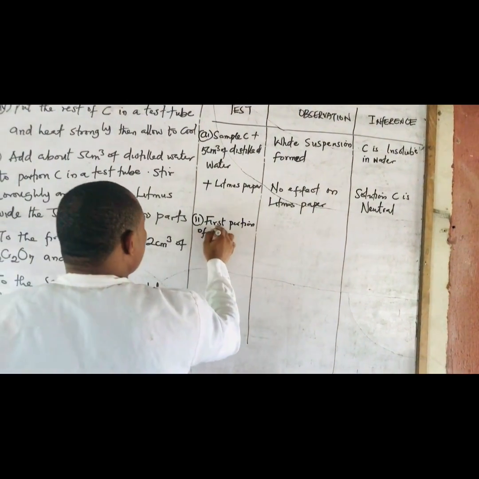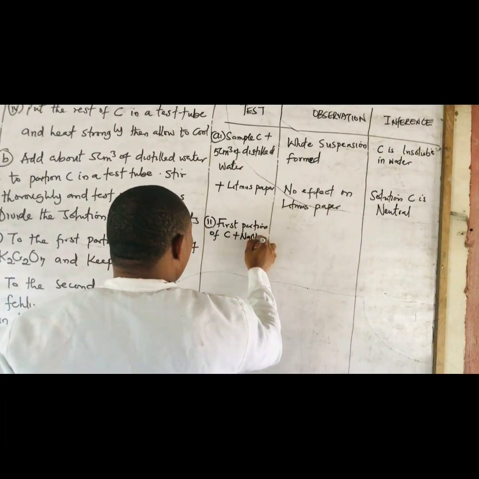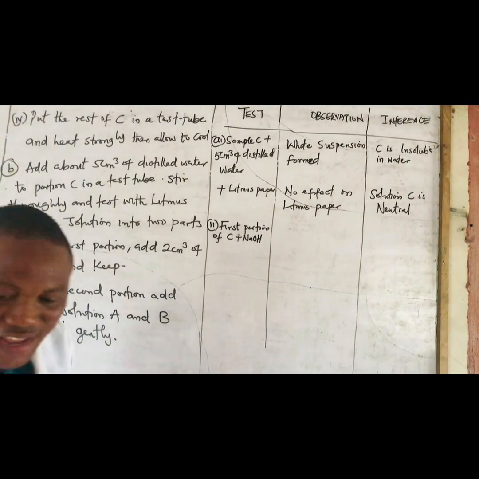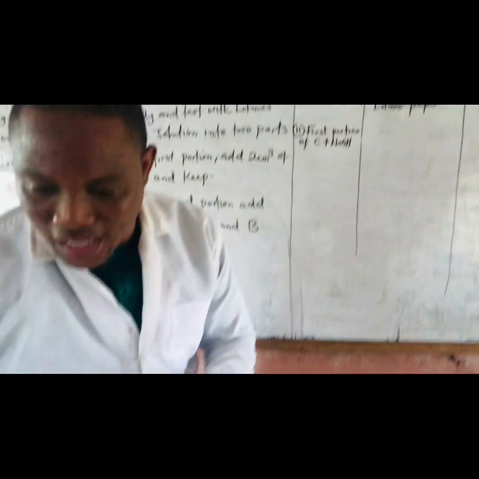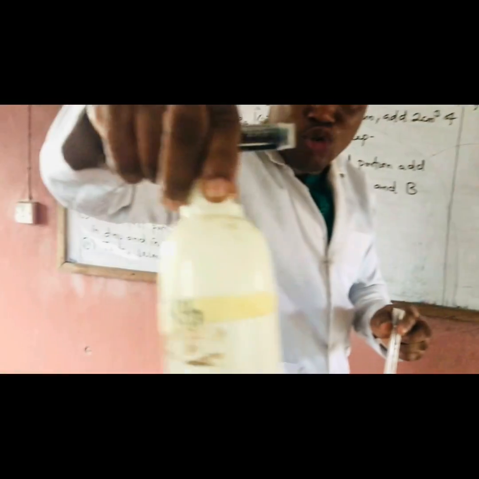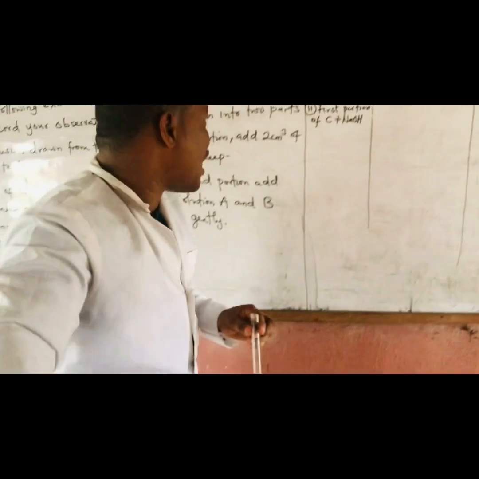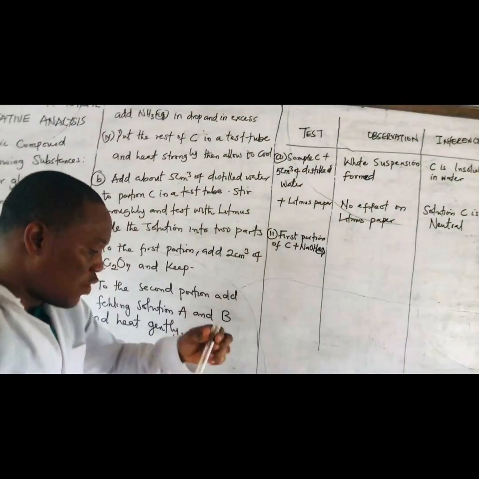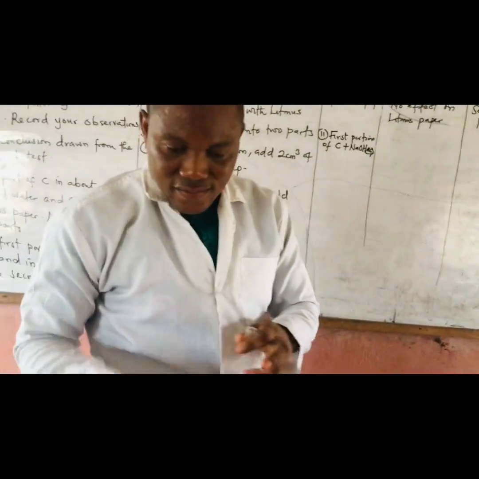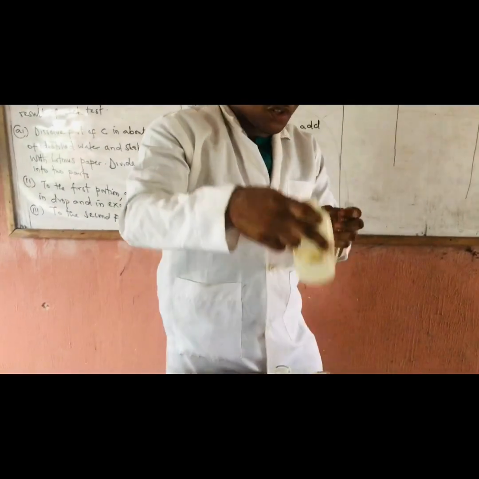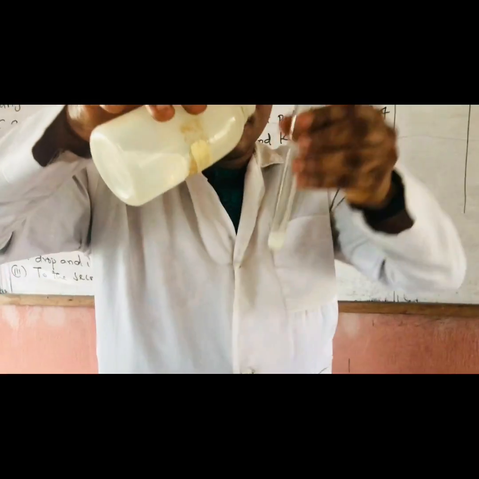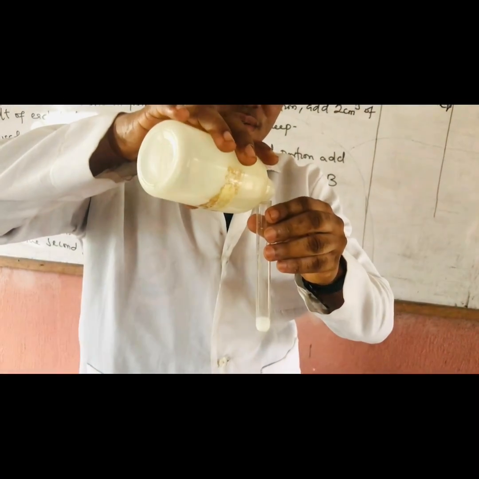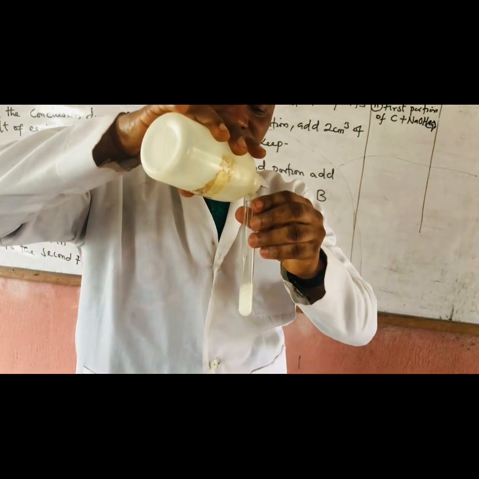We have first portion of C plus sodium hydroxide. Please, if you write only this, it means you are talking about the sodium hydroxide pellet, and you are not giving the pellet. What are you giving? The solution, you are giving the liquid. So very important, I need to put my aq. So let's add in drops and in excess. Don't forget this is insoluble in water. So let's see. In drops and in excess.